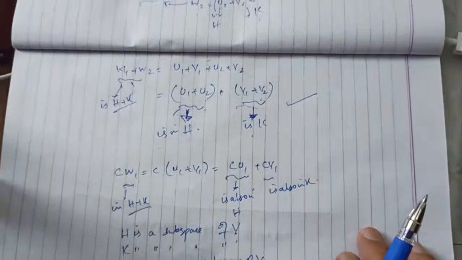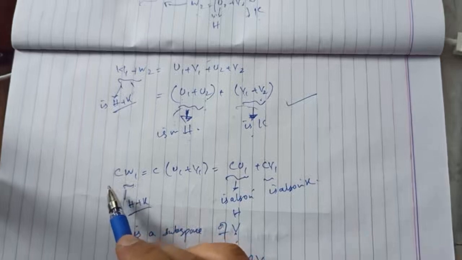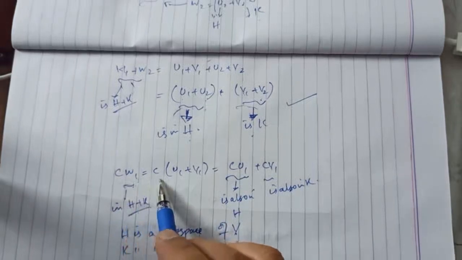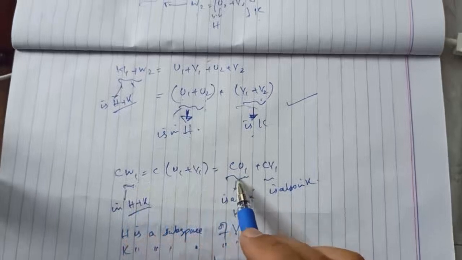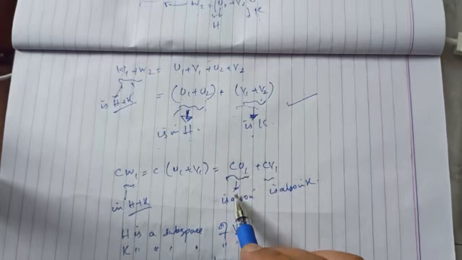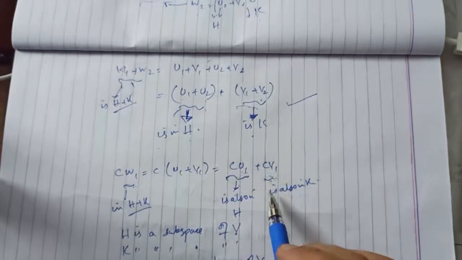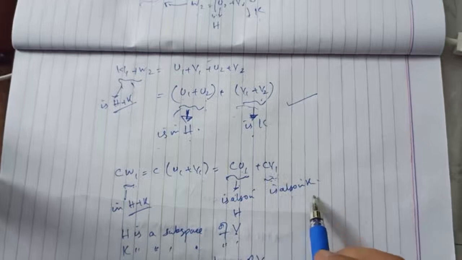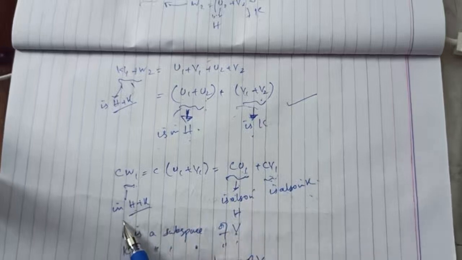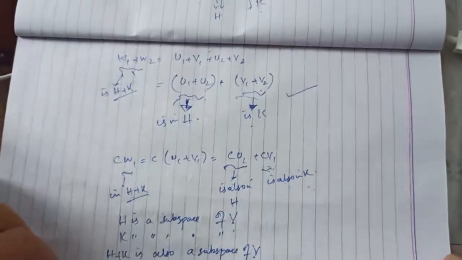Now look at the third one. The third property is scaling by a scalar. If I multiply a constant C by a vector in the subspace H plus K, the answer is C times u1 plus v1, which is C times u1 plus C times v1. Because u1 is in H, C times u1 is also in H by the definition of a subspace. Similarly, v1 is a vector in subspace K, so C times v1 is also in K by definition. So both these vectors are in their subspaces, which means this vector is also in H plus K. So we can say that H plus K is also a subspace of V.